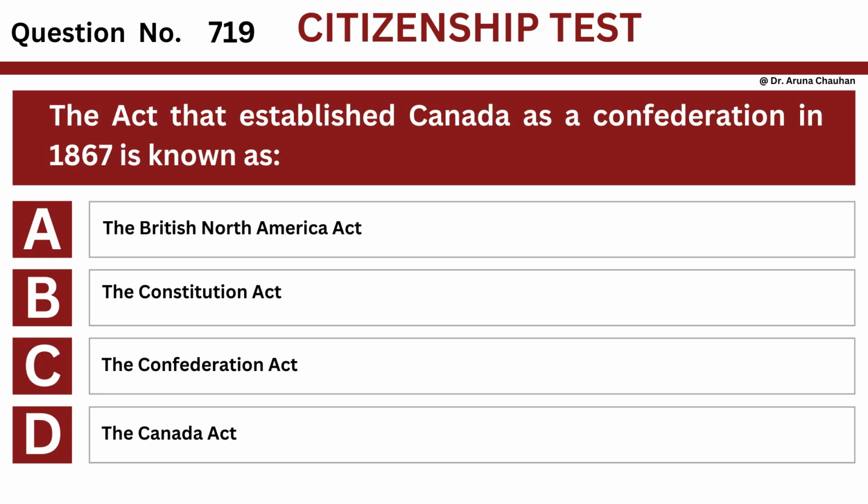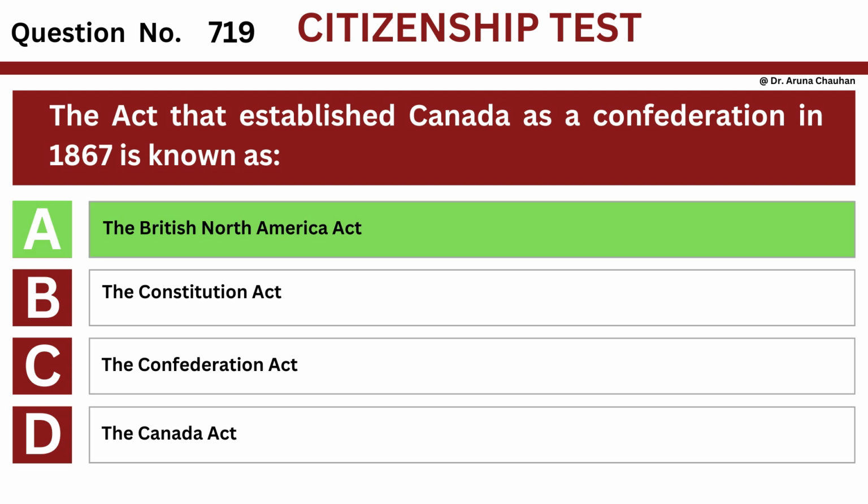Question number 719. Question: The act that established Canada as a confederation in 1867 is known as option A, the British North America Act. Option B, the Constitution Act. Option C, the Confederation Act. Option D, the Canada Act. The answer is option A, the British North America Act.